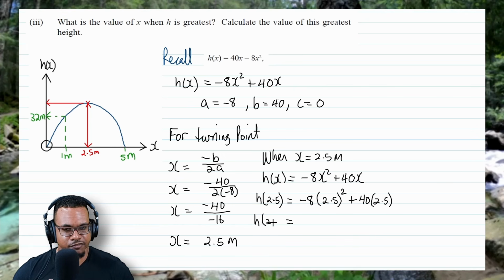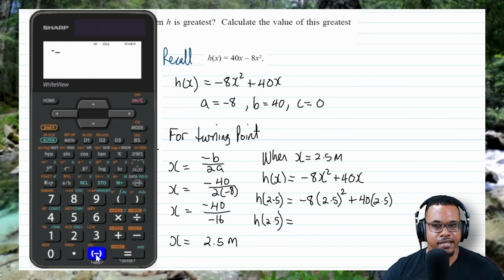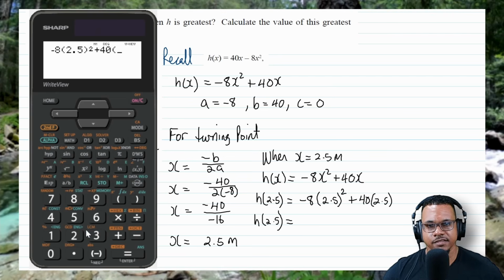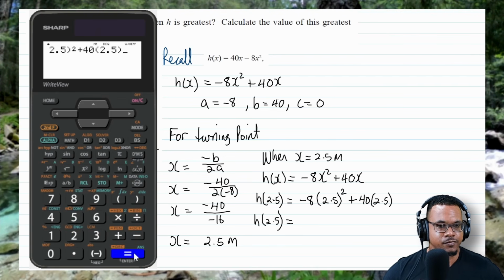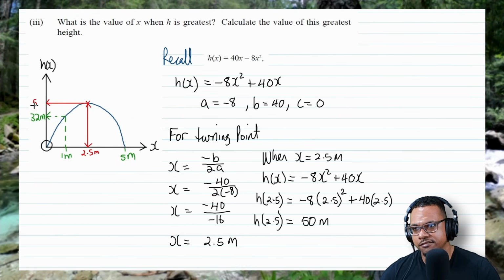All right, so h of 2.5 is equal to, and I'll pull my calculator up for this. So I'll press negative 8, open brackets, 2.5, close brackets, square it like that, then plus 40, open brackets, 2.5, close brackets. And that will be equal to 50. All right, so h of 2.5 is equal to 50 meters. So that means my greatest height here is 50 meters. So my turning point, put as TP, is 2.5 and 50.